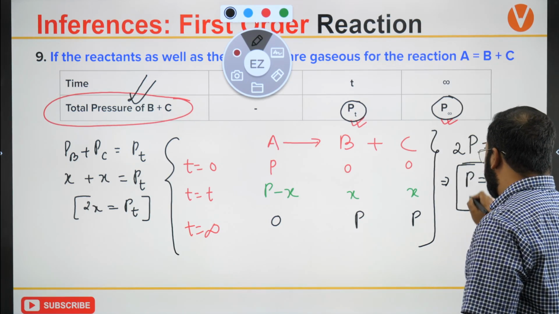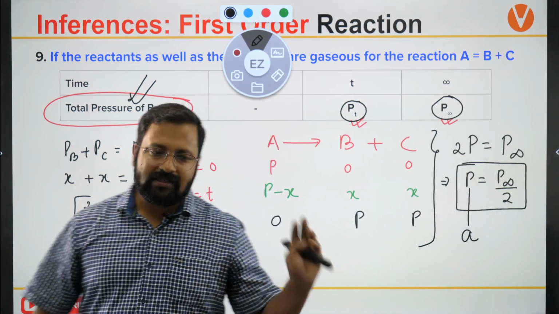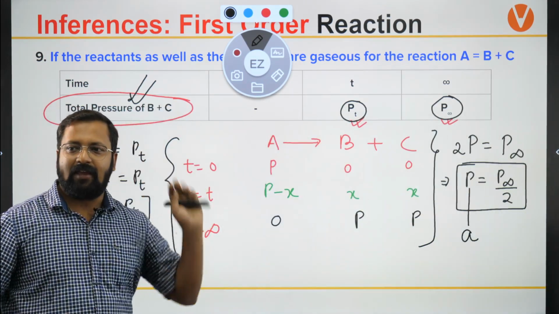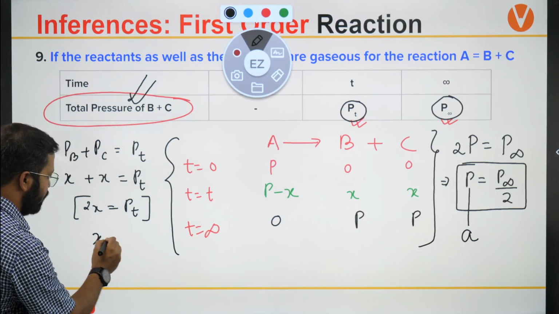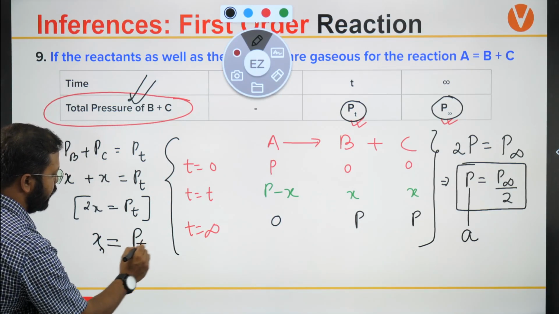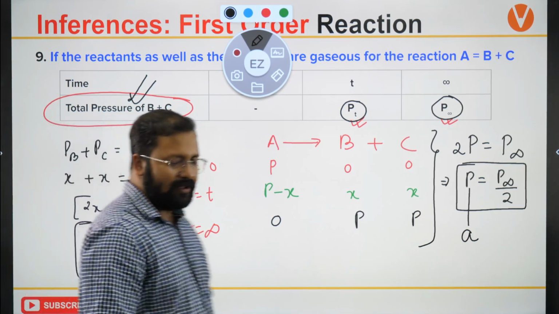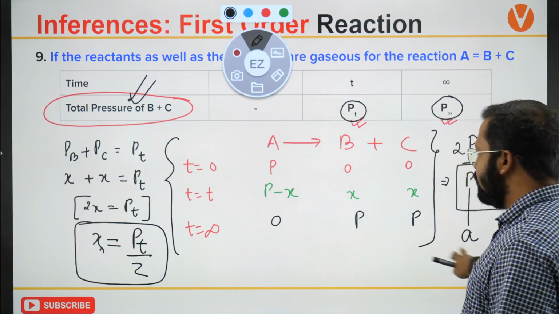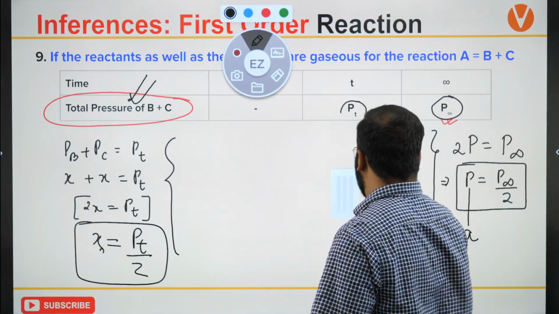What is P? P is nothing but synonymous to A. A जो initial concentration के बराबर है. And what is X? PT by 2. Okay, आपको मैंने A दे दिया. I have given you X. You just need to form the equation.